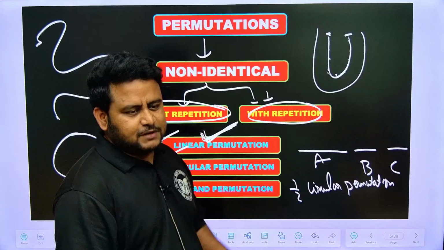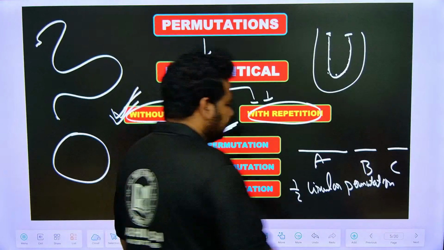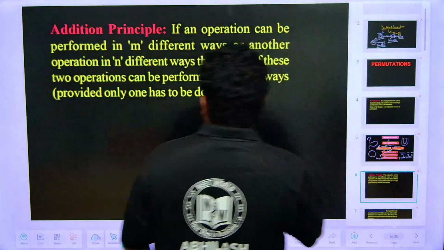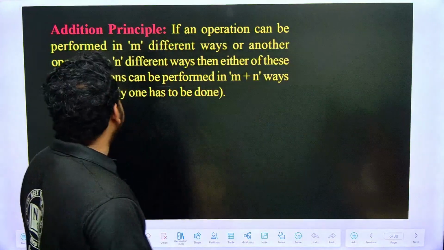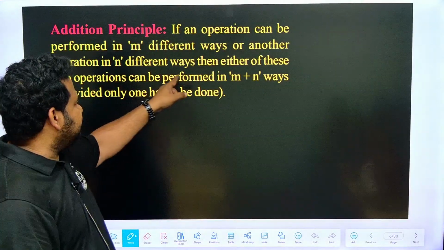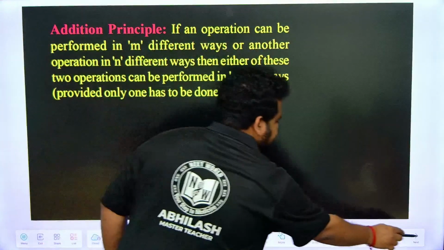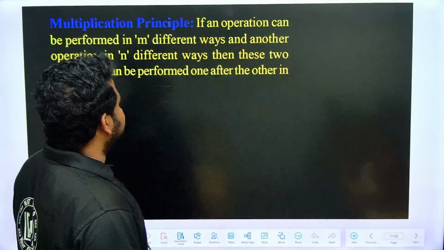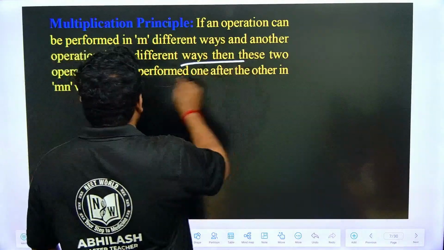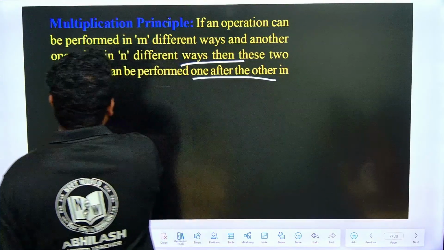So when you talk about permutation, two principles are important: addition principle and multiplication principle. What is this addition principle? They have given: if an operation can be performed in m different ways or another operation can be performed in n different ways, either of these two operations can be performed in m plus n ways. What is multiplication principle? It says, if an operation can be performed in m different ways and another operation can be performed in n different ways, then these two operations can be performed one after another in mn ways.